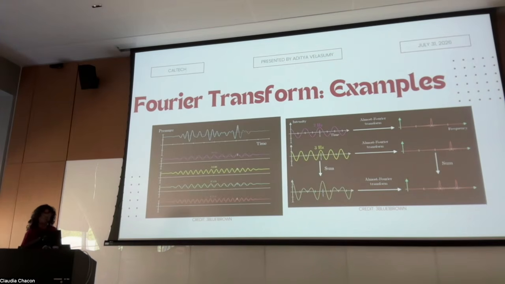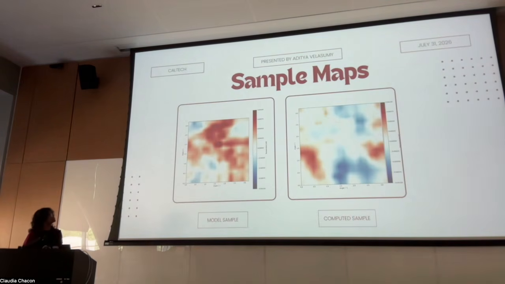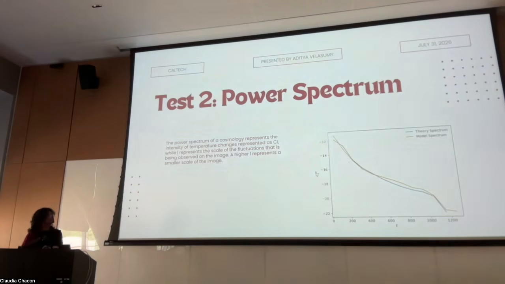This is a very useful tool in numerous applications, including when you're trying to isolate certain sounds in sound editing. And here what we use it for is the power spectrum, which represents the scale of temperature changes. A lower L represents a bigger Fourier mode, which if we go back to our maps is represented by these larger blobs. So you can see that on the left-hand side of the power spectrum, higher up, you have these larger blobs, rather than the finer details you might see on the right side of the curve.